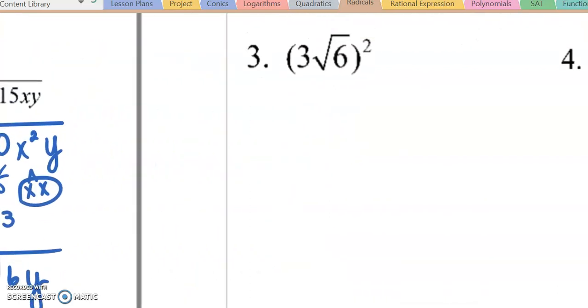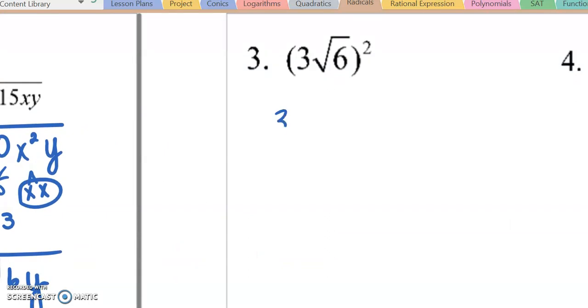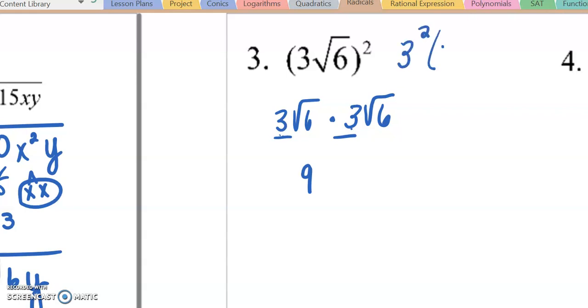This is a prime example of what I just showed you. 3 root 6 squared is really 3 root 6 times 3 root 6. That's what it is. So anything on the outside, 3 and 3, get multiplied. Remember, that's multiplication. Or it is 3 to the power of 2 and root 6 to the power of 2, if you looked at our exponent laws. So it can look like that, or you can write it twice.